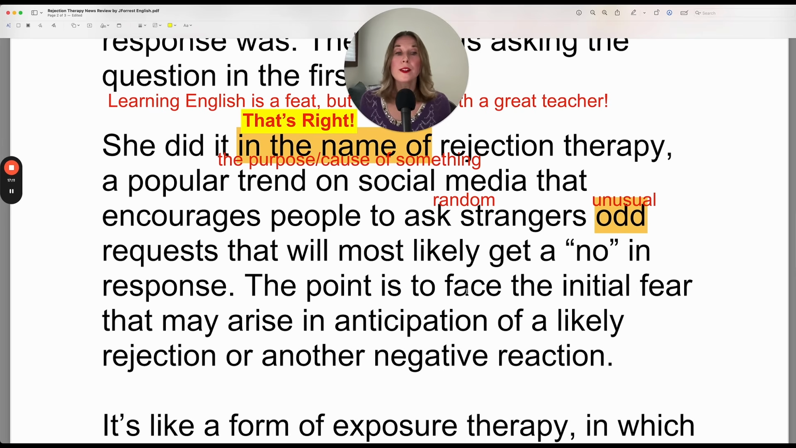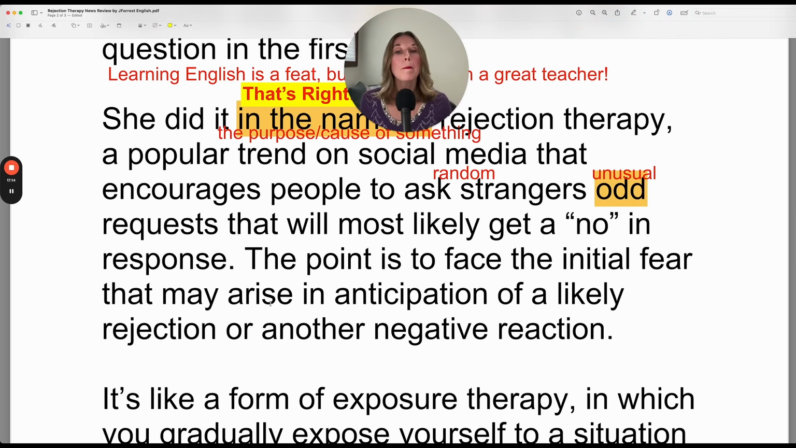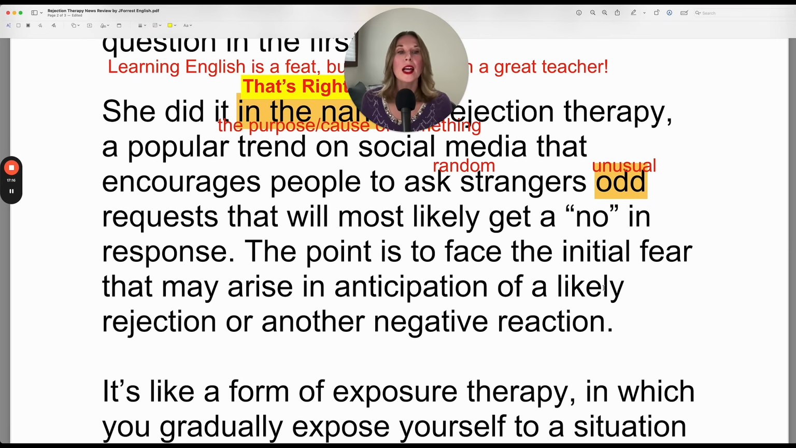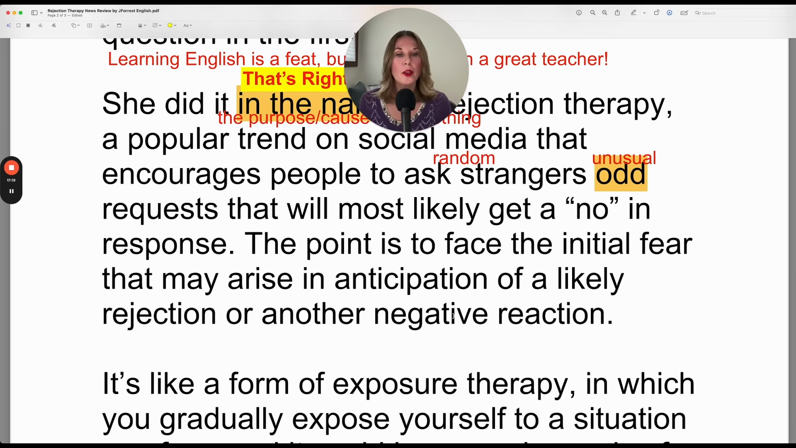The point is to face the initial fear that may arise in anticipation of a likely rejection or another negative reaction. This is really interesting because notice this word here, in anticipation of a likely reaction. This means that the fear happens before the action. The fear happens before you ask the person for $100. The fear happens when you think about asking the person for $100 in anticipation of a likely rejection.